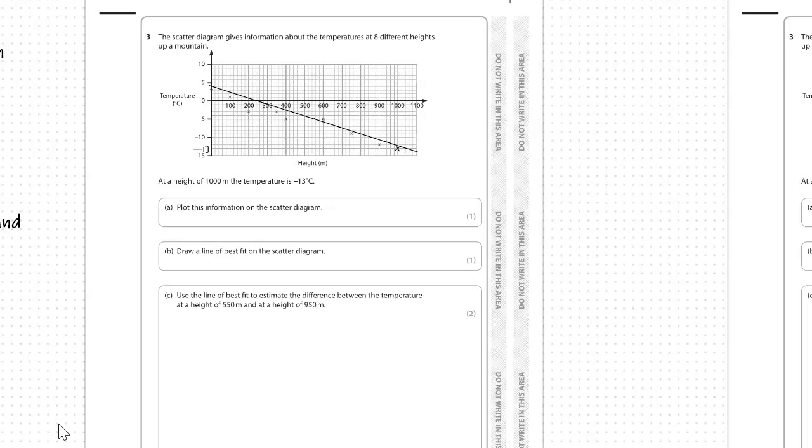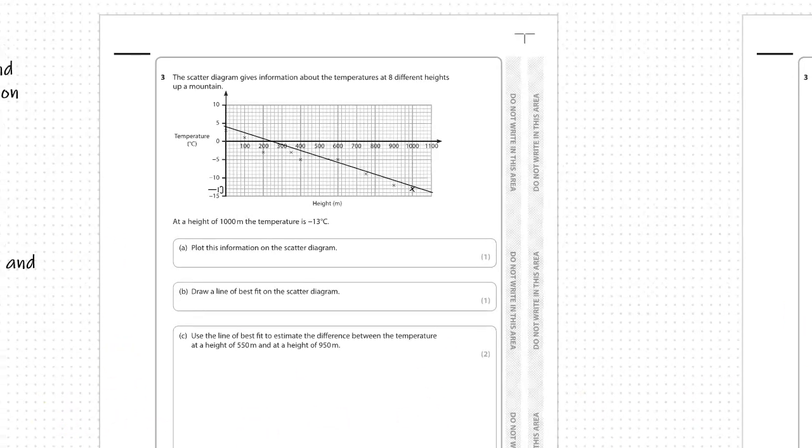A, plot this information on the scatter diagram. B, draw a line of best fit on the scatter diagram. Please note I've already put that in, that wasn't already there. C, use the line of best fit to estimate the difference between the temperature at a height of 550 metres and at a height of 950 metres.